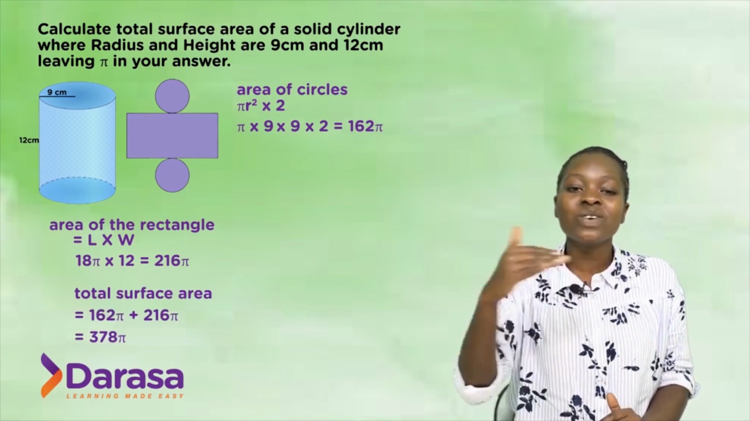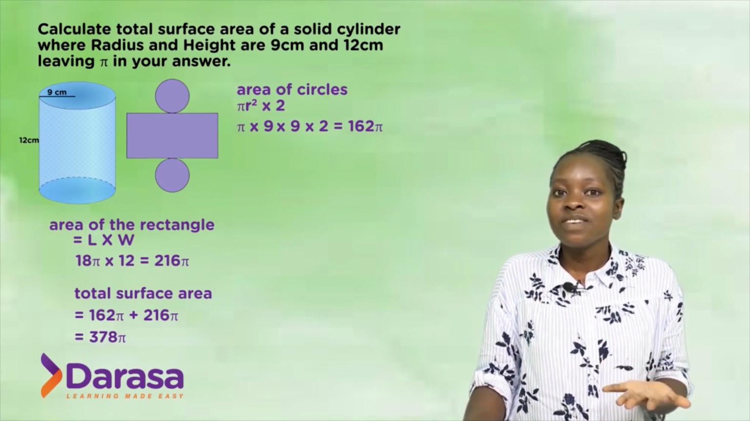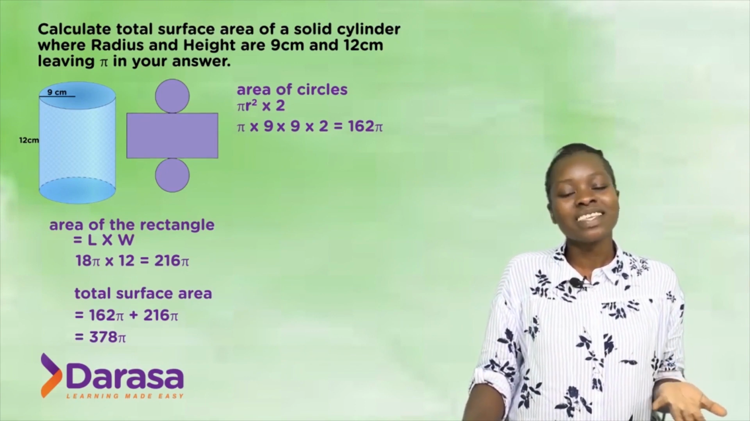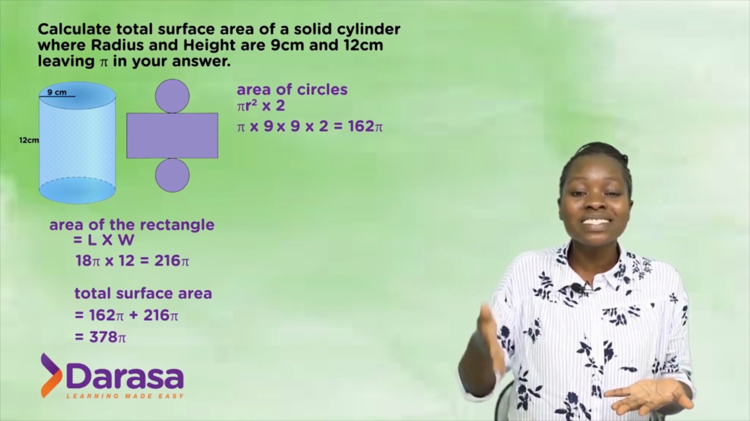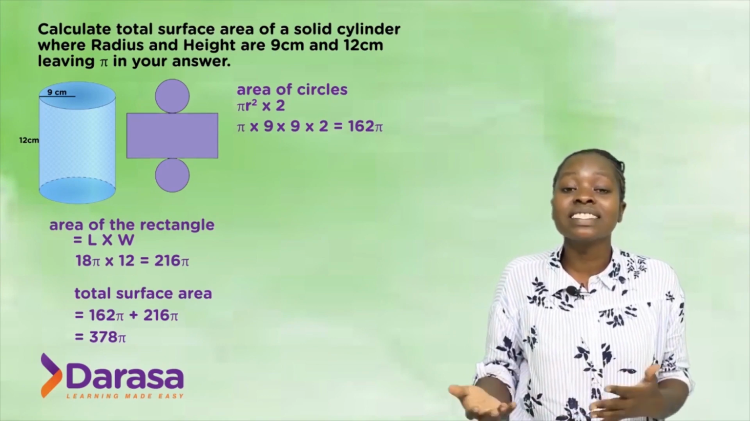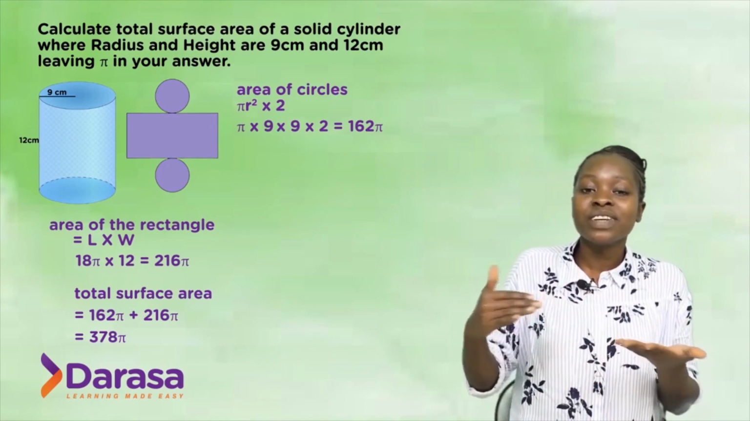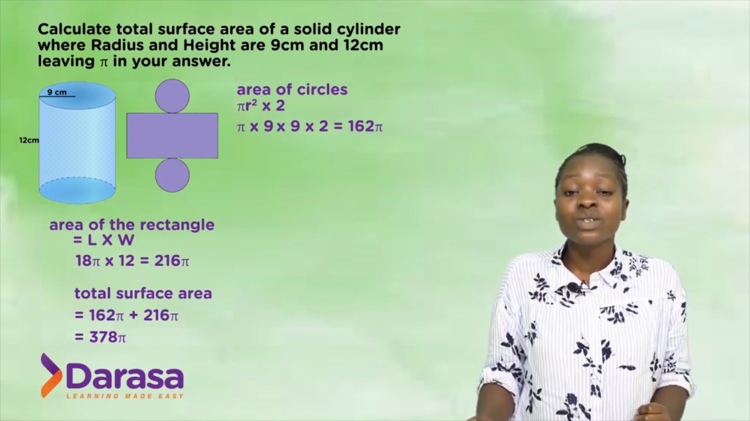So after finding your circumference, it acts as your length. Then area of a rectangle is length times width. So you take your length, you multiply it by your width, and your width was 12. So 18 pi times 12 will give you 216 pi. So you add your 216 pi to the areas of your circles, and then you're going to get your answer as 378 pi.